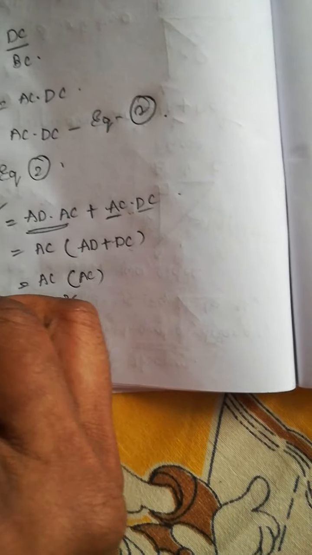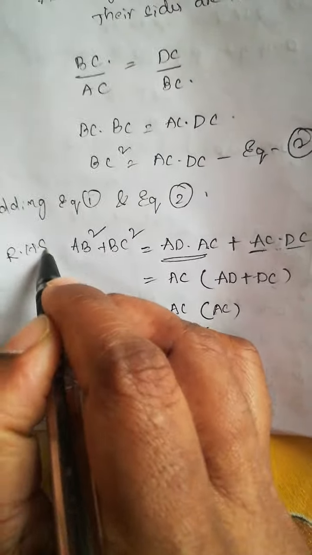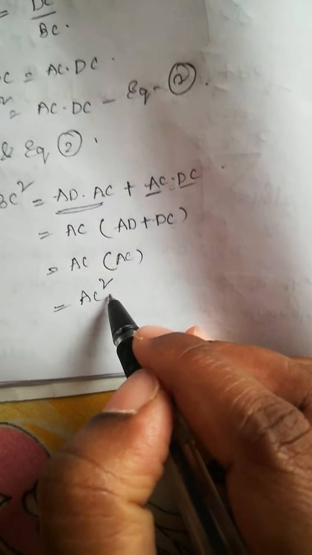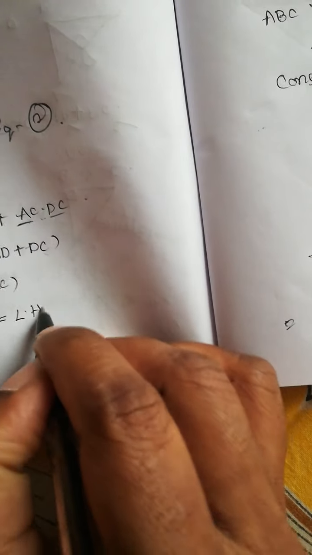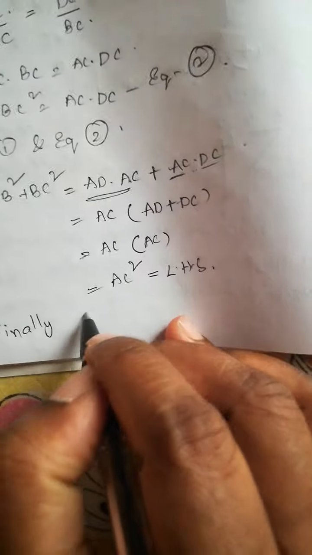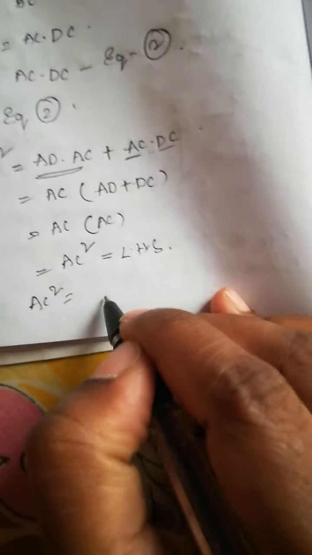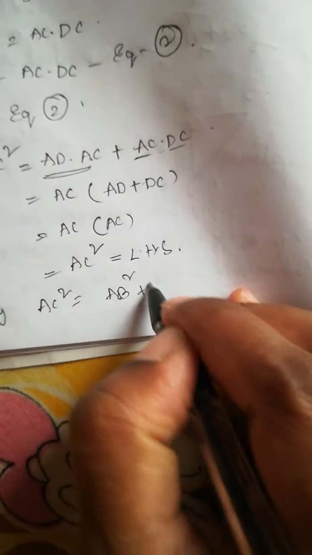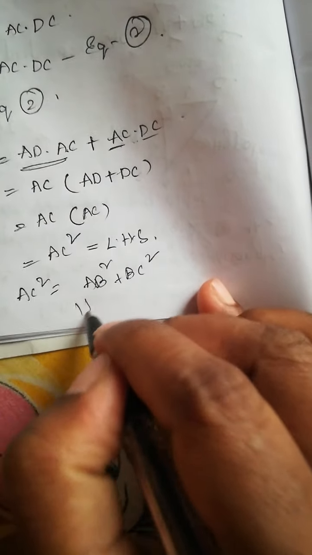See, we have taken RHS and what we have proved? AC square. AC square is nothing but LHS. Finally, what we have proved? AC square is equal to AB square plus BC square. Hence proved.